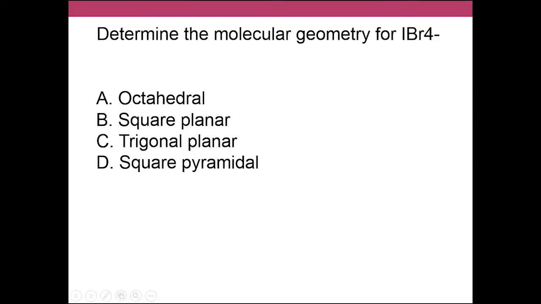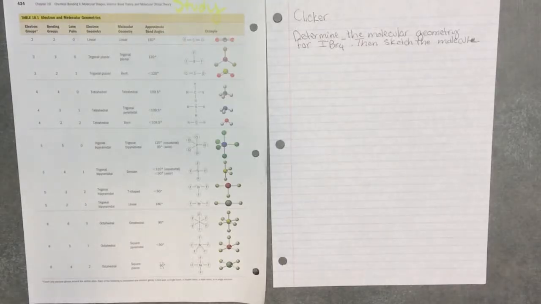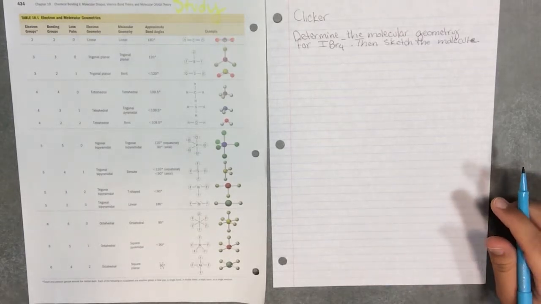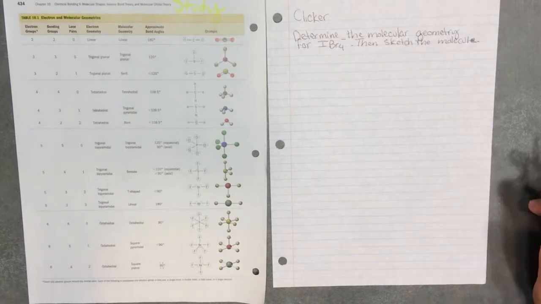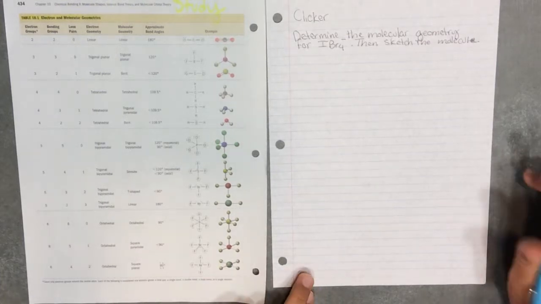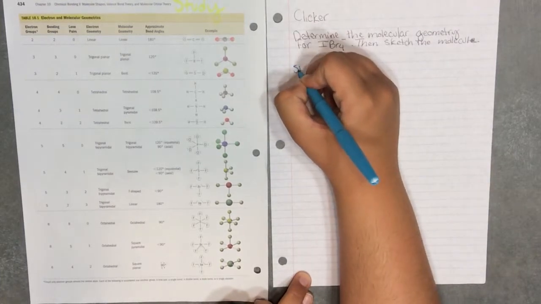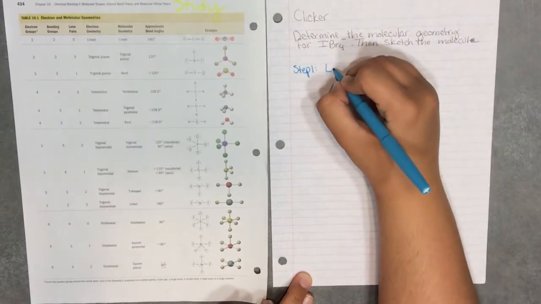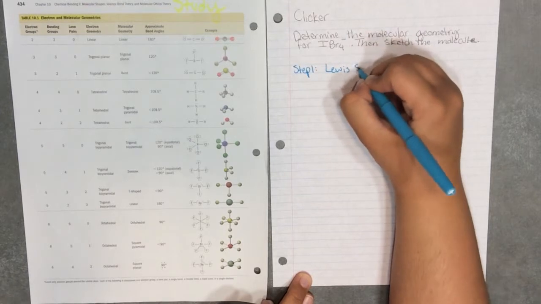Alright guys, now it's your turn to try. Determine the molecular geometry for iodine tetrabromide. I'm just going to walk you through this clicker question, and it's best when they're difficult like this to walk it through in steps so you know from beginning to end what you're doing, and you can determine where you messed up if need be. So step 1 is always to draw the Lewis structure.